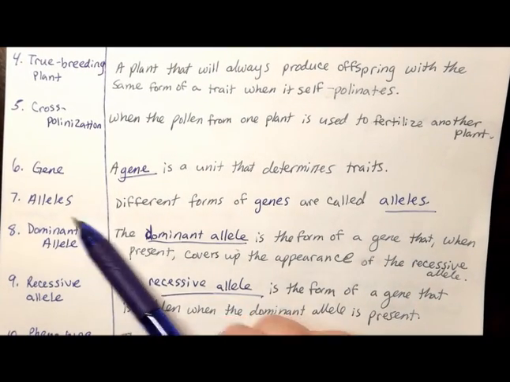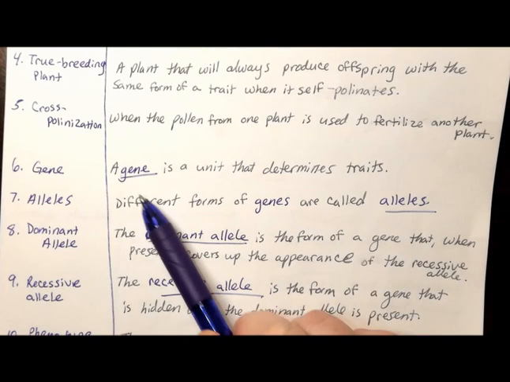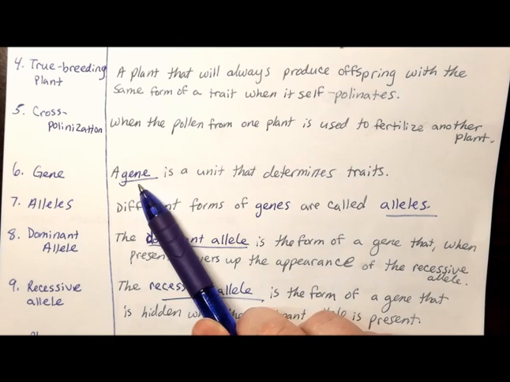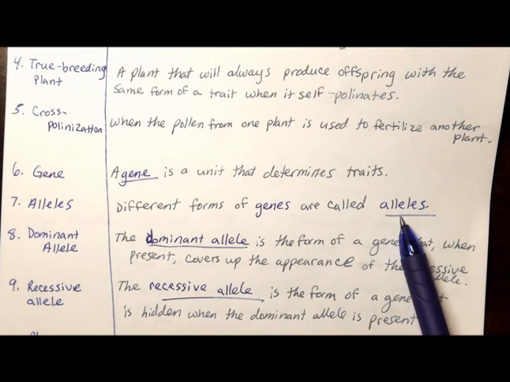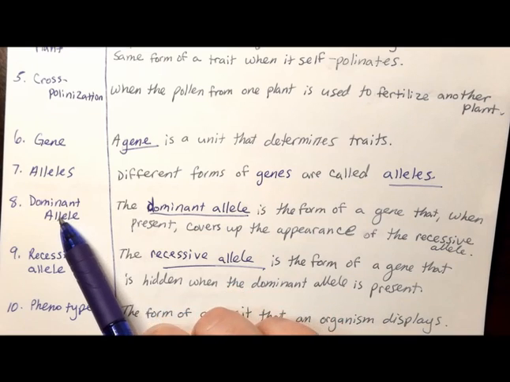An allele is a different form of a gene. So a gene might say, this chromosome on this gene is going to determine your hair color. The allele says your hair color will be brown, or black, or blonde, or red, or whatever other color it wants to make.